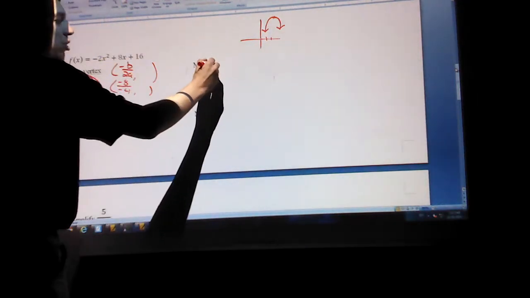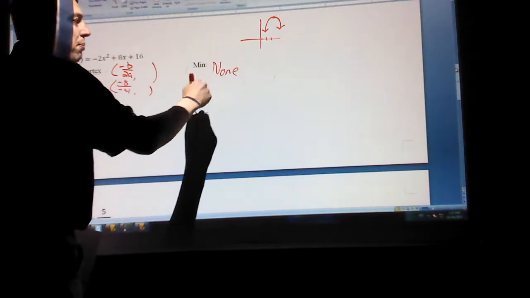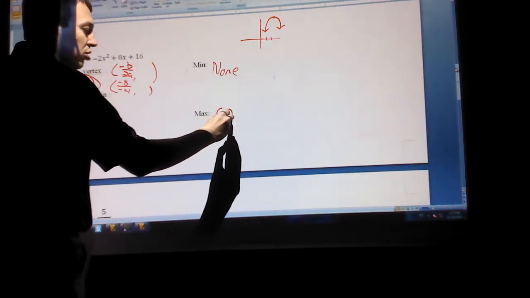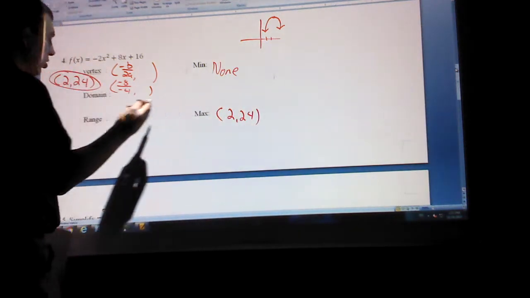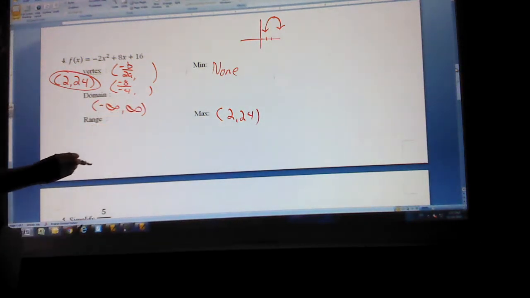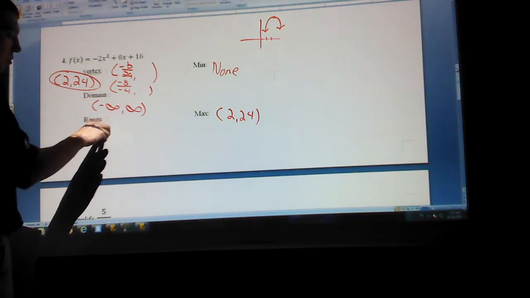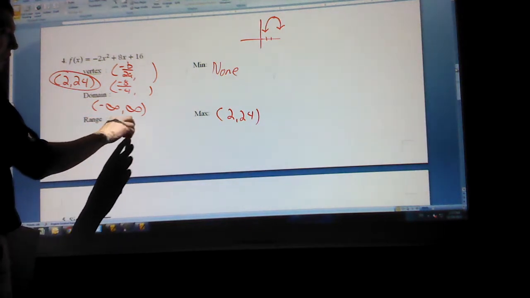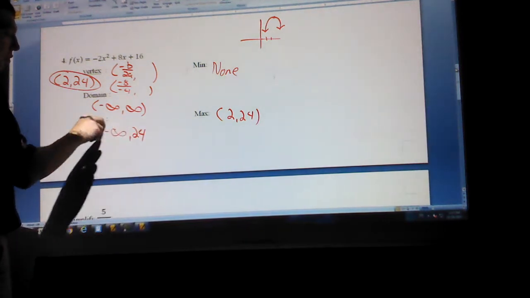Minimum is no minimum. Maximum is the vertex, 24. Domain, negative infinity to positive infinity, that's the domain for every parabola. Range, it goes from negative infinity, and the highest value, the y value, is 24.